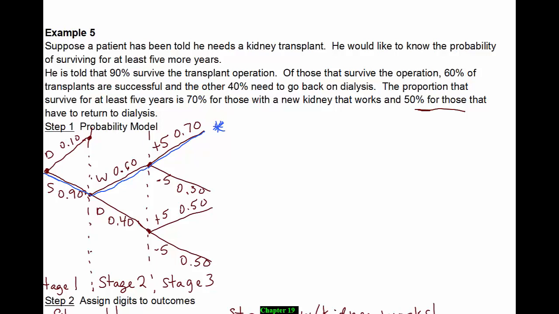And the way that we can compute that intersection, that is, the probability of surviving the original operation and having a kidney that works and surviving past 5 years, again, when we have the word and, we want to compute intersections, we multiply up the branches. So it's 0.9 times 0.6 times 0.7. And that turns out to be 0.378.